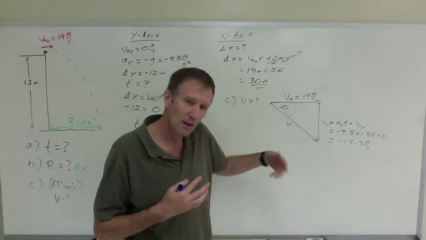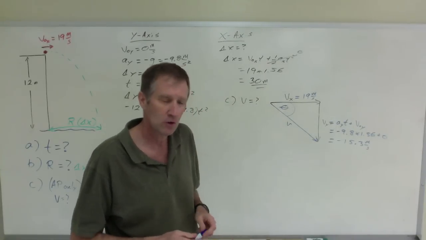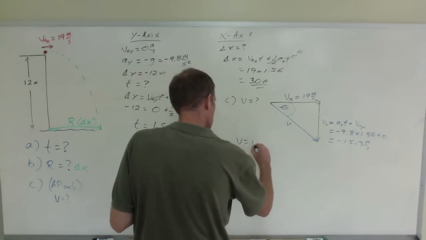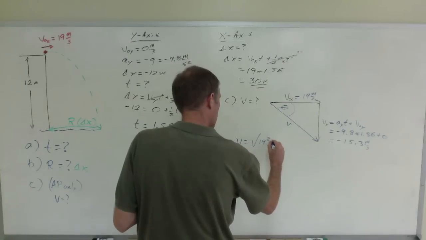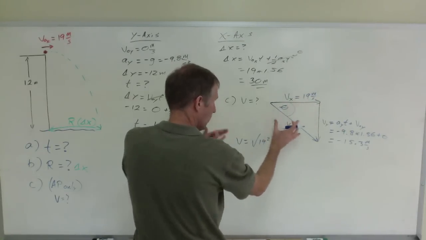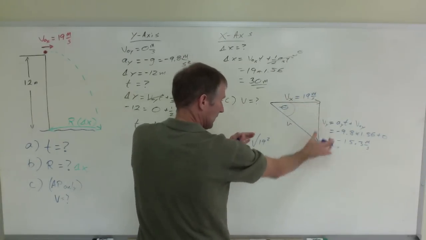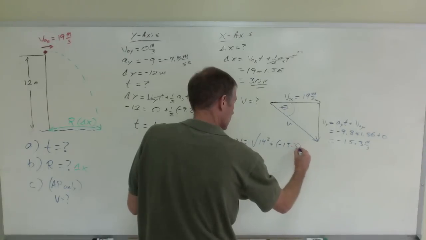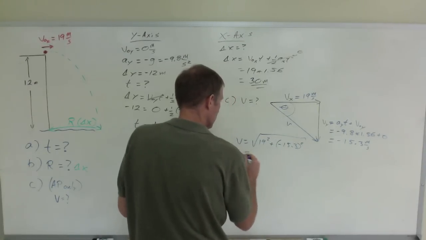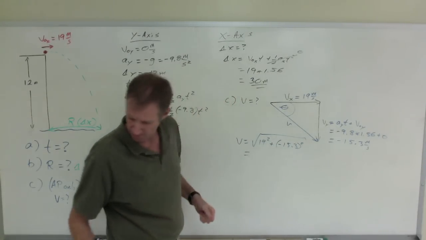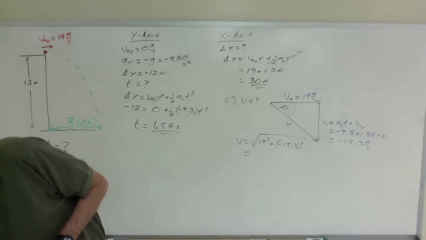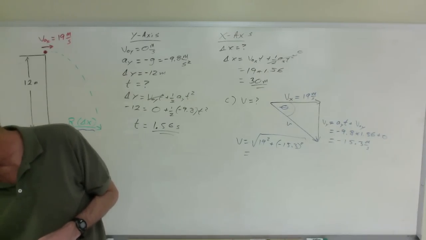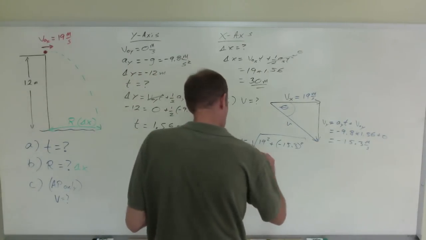Now, using Pythagorean Theorem, we can figure out the hypotenuse of the right triangle. So we know that v equals the square root of 19 squared plus negative 15.3 squared, the squares added together. Again, Pythagorean Theorem, c squared equals a squared plus b squared. And that came out to be, let me see here, I'm trying to read my writing. It looks like it's 24.4 meters per second.